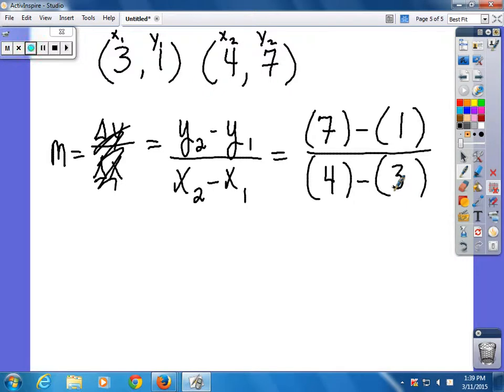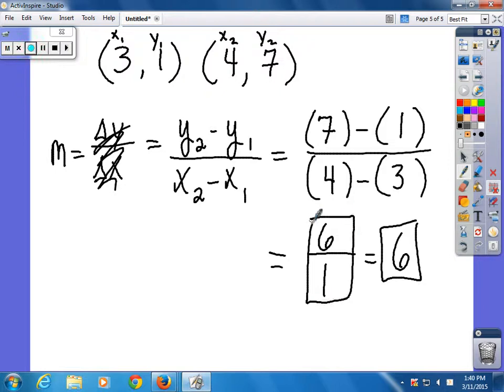Now tell me what's hard about that. Look at it. 7 minus 1 is 6. 4 minus 3 is 1, so your slope is 6, or 6 over 1, whichever one you want to write. Now, this is what most people would write the slope as. If you are graphing the slope, then you need to do this. And I'm saying that 2 or 3 times because that way you'll know which one to use. This one is to write as an answer. This one is if you're going to graph.